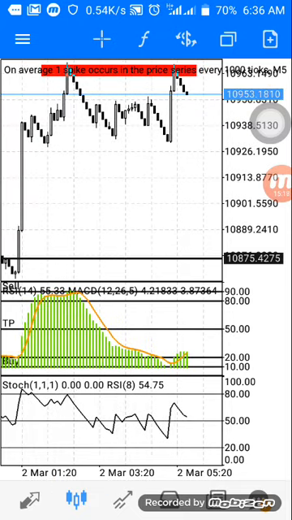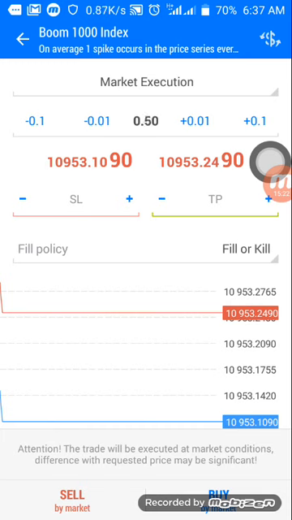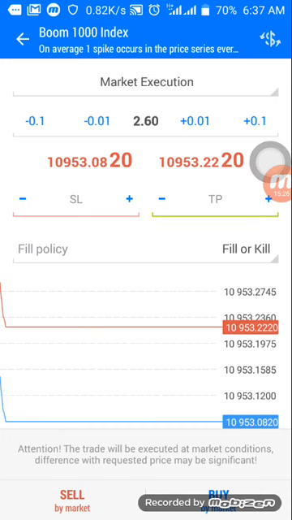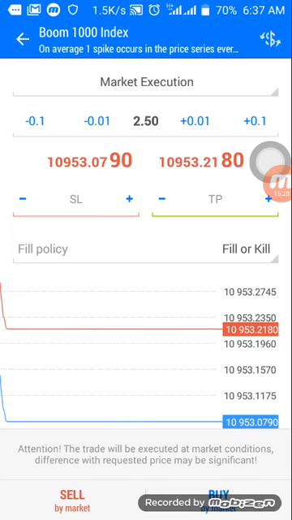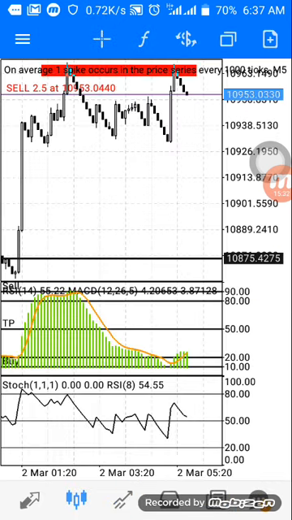So let us enter this trade now. Let's enter this trade, guys. Let's enter this trade. Oh, 2.5. I like 2.5. Let's enter that trade. Okay, now this is our trade.